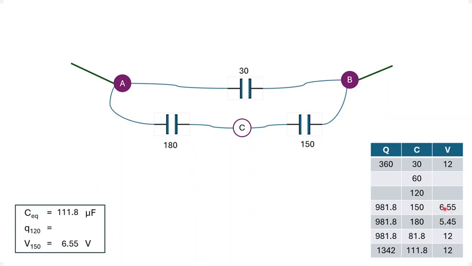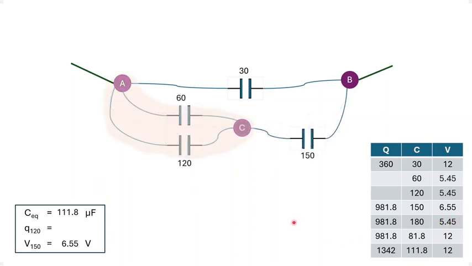And one of these 2 results, the volts for the 150, 6.55 volts, was one of the questions. The volts for the 180 is 5.45, but the 180 replaces the 60 and 120 in parallel, where volts is the same. So the 5.45 volts is also the volts for the 60 and the volts for the 120.